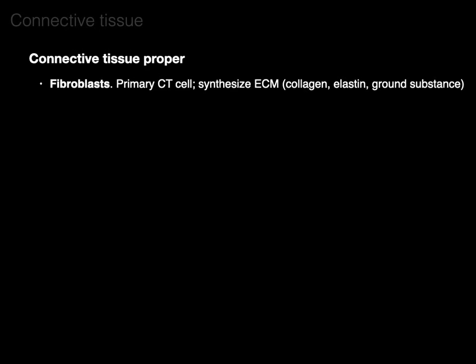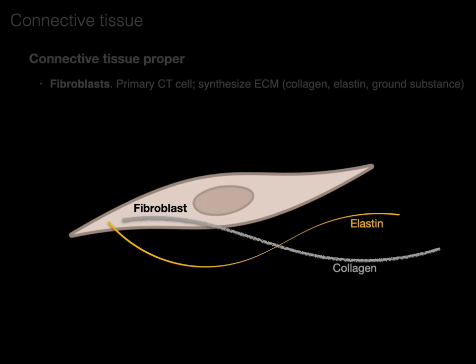So let's talk about connective tissue proper. The primary cells are fibroblasts, and they're the primary connective tissue cell. They synthesize the extracellular matrix, the collagen and elastin fibers in the ground substance. So there's a fibroblast, and it produces or synthesizes collagen and elastin. Here is a fibroblast, and there are the protein fibers, in this case, primarily collagen.